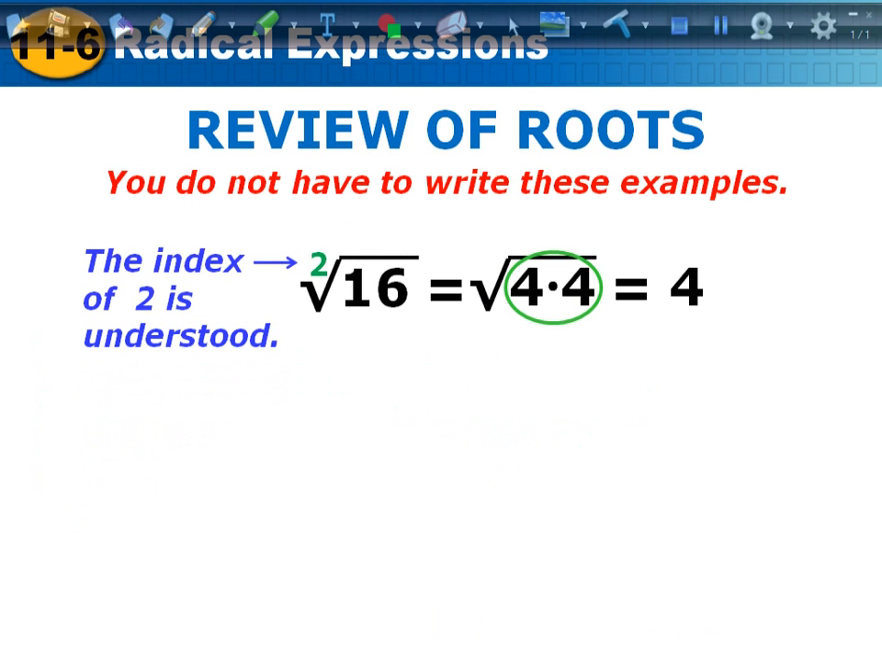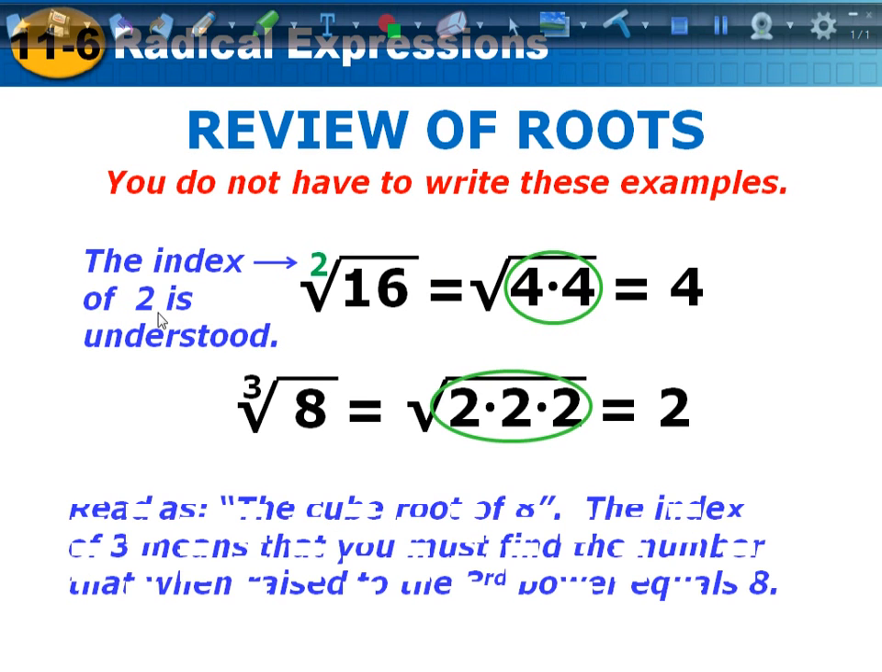You don't have to write these examples. Again, review from yesterday: 16 is made up of 4 and 4, so you have 2 4s. So that's why the square root of 16 is 4, because you have a group or a pair of 4s, and we got used to circling those pairs or groups of 2 yesterday.